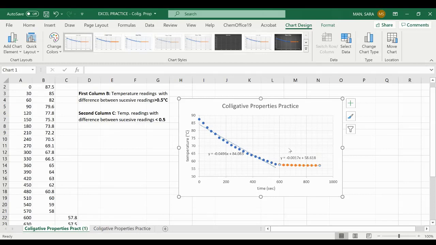I will still email you the step-by-step, but any questions on this, on how to plot the data that you are going to receive in the report? No, so far so good.